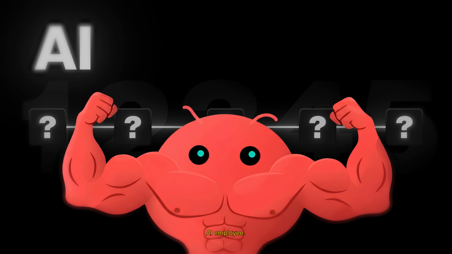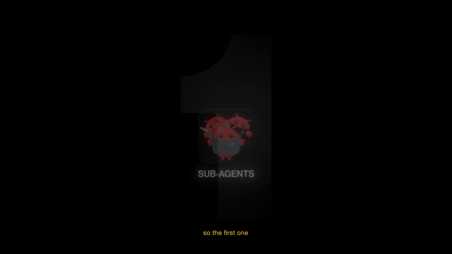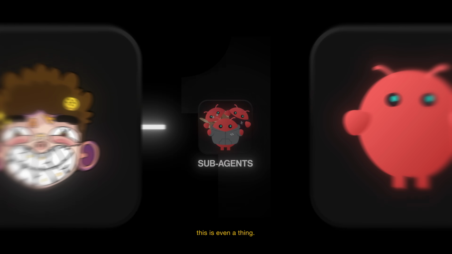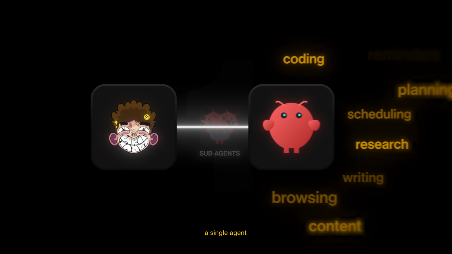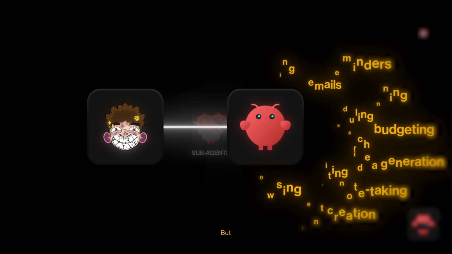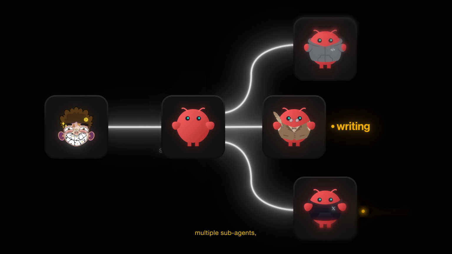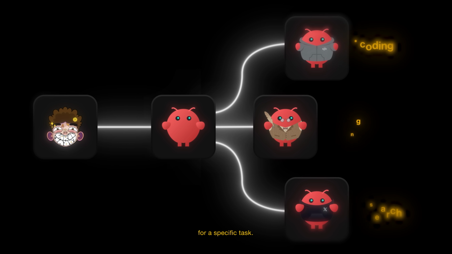personal, autonomous AI employee. All right, so the first one is sub-agents, and most people have no idea this is even a thing. You're likely using a single agent for all sorts of tasks, but to make OpenClaw actually powerful, you need to create multiple sub-agents, each one built for a specific task.